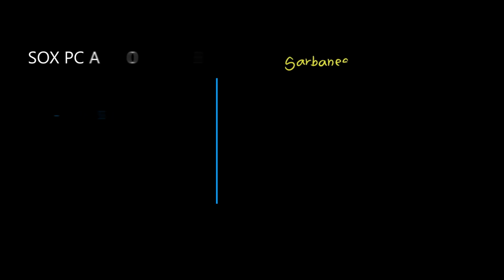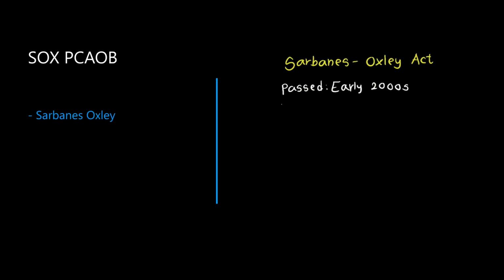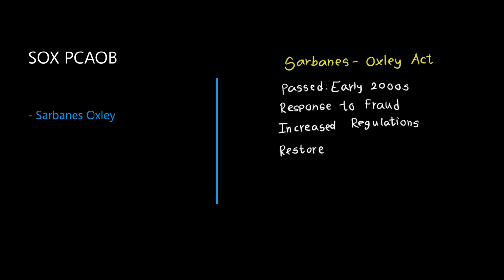The Sarbanes-Oxley Act came after accounting scandals in the early 2000s. It increased regulations on public companies and their auditors. Company executives must personally certify that financial statements are accurate. Auditors face more oversight. The goal was restoring investor confidence after fraud at companies like Enron and WorldCom.